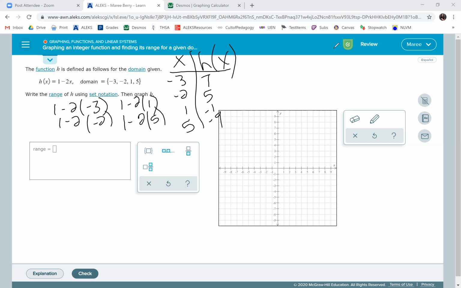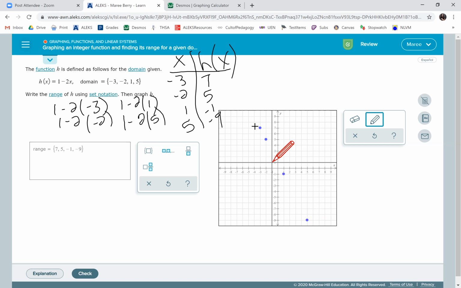So those numbers in this column here, we're going to list for our values. So we have 7, and then 5, and then -1, and -9. And then we're going to plot these points. So it's going to be -3, 7. So come over 3 and up 7, over 2 and up 5, to the right 1 and down 1, and to the right 5 and down 9.